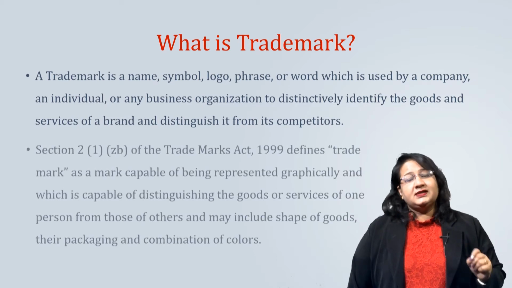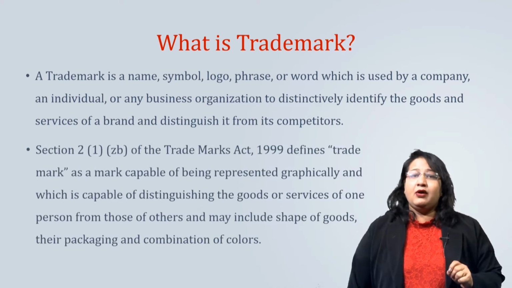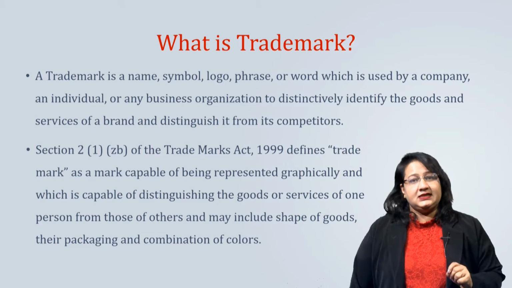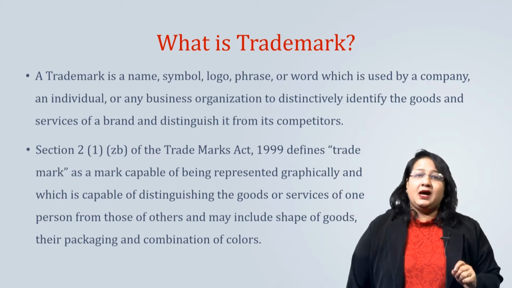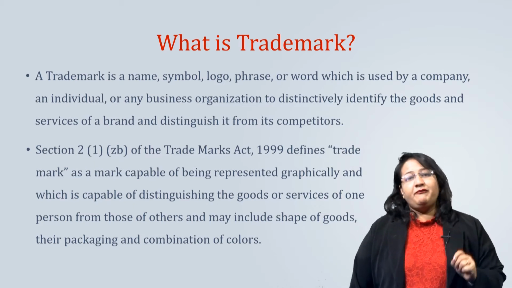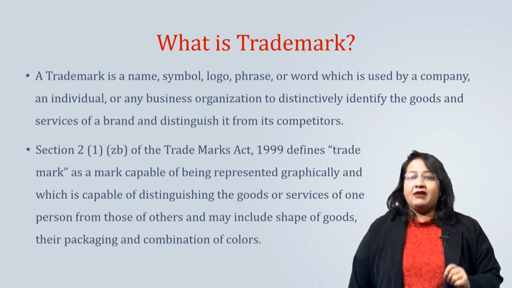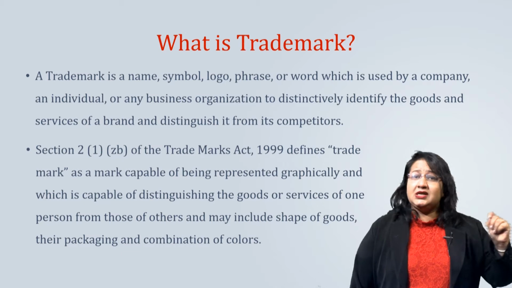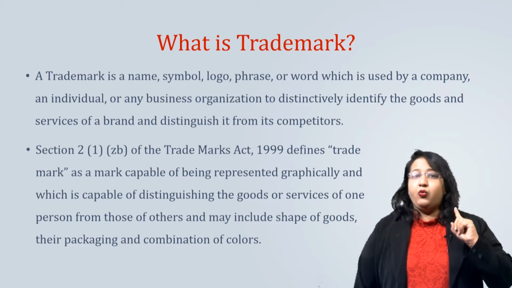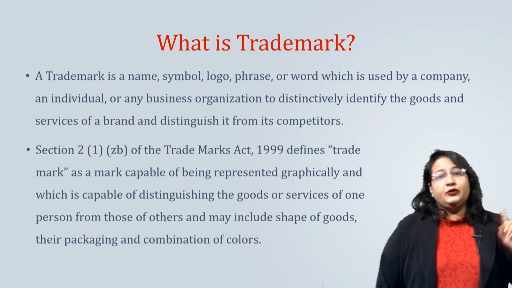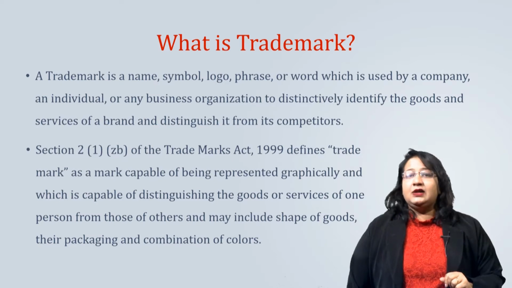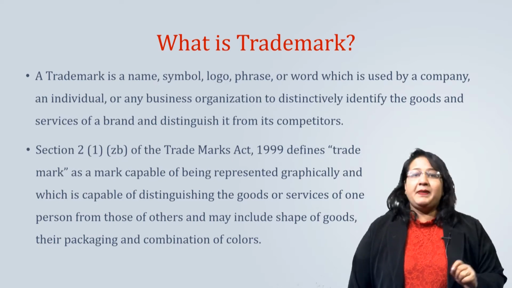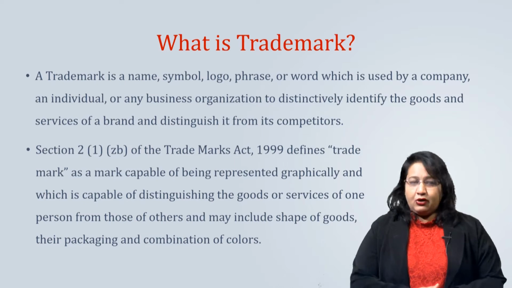Section 2, subclause 1 ZB of the Trademark Act 1999 defines a trademark as a mark capable of being represented graphically and which is capable of distinguishing the goods or services of one person from those of others, and may include the shape of goods, their packaging and a combination of colors.